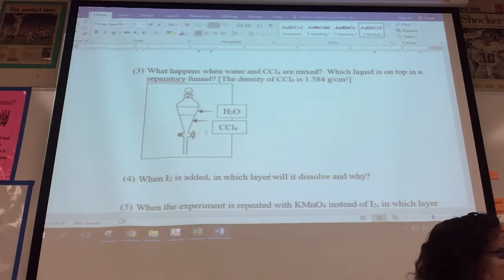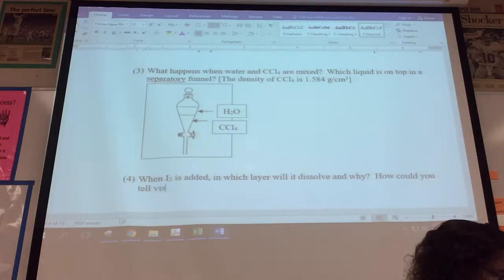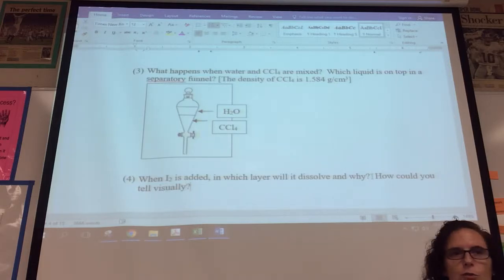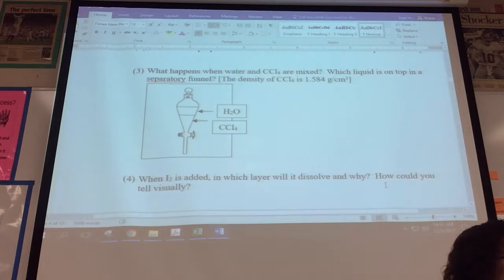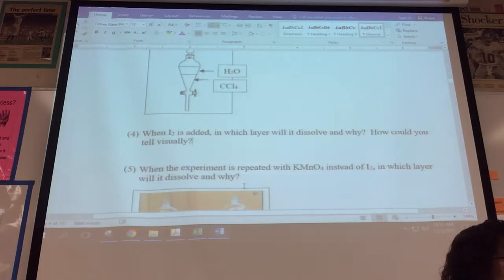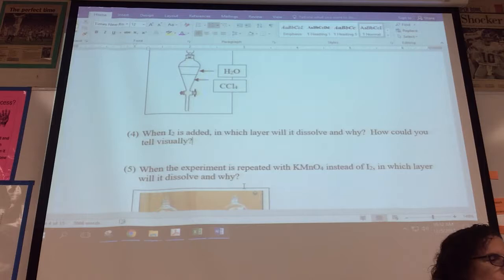All right? The other thing it might ask, how could you tell visually? How would you know it dissolved in that layer? The layer would turn purple. All right? When the experiment is repeated with potassium permanganate instead of iodine, in which layer will it dissolve and why?